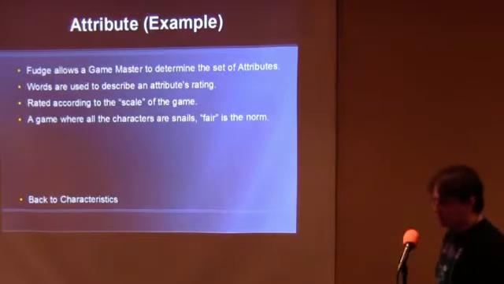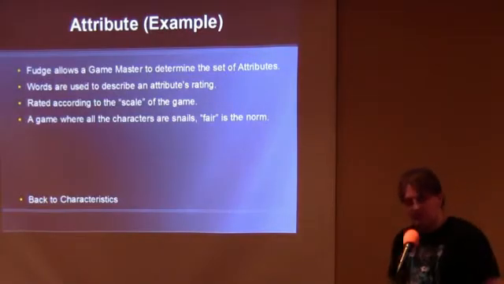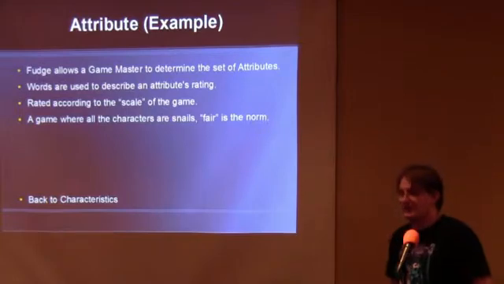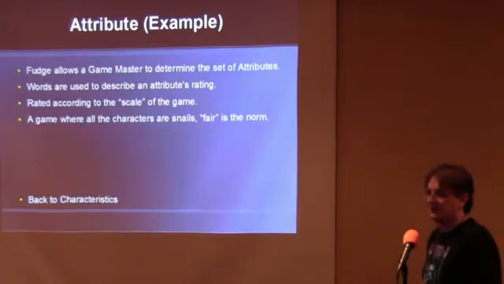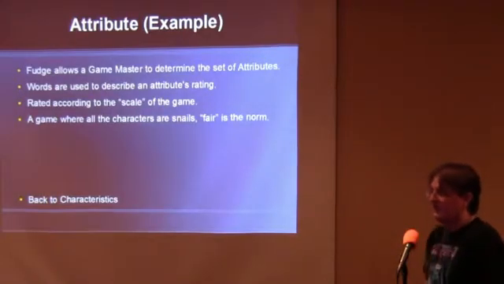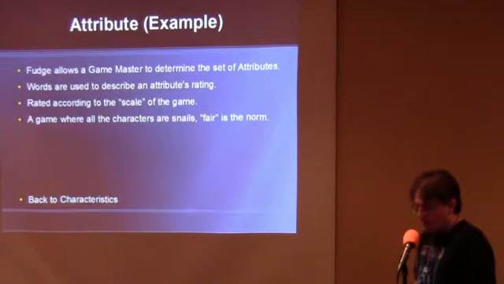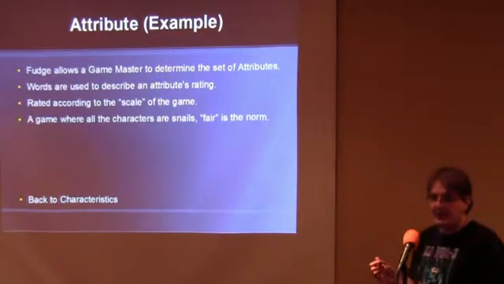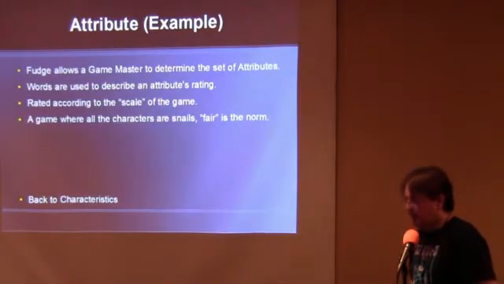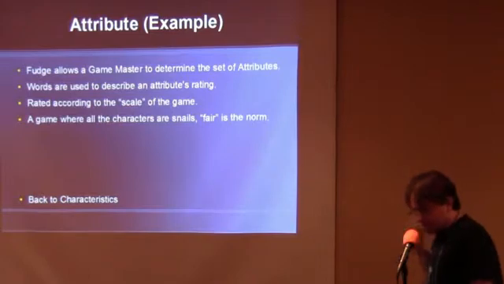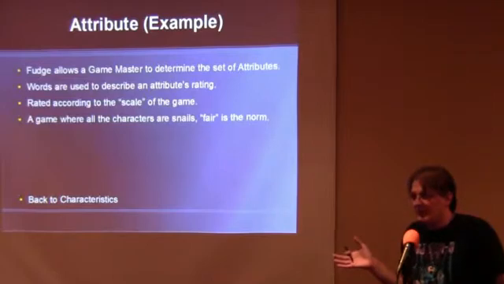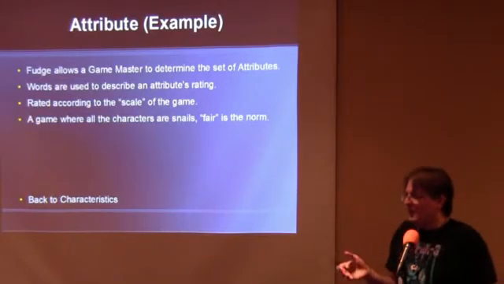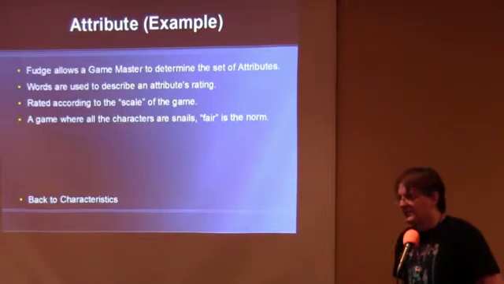Fudge allows the game master to determine a set of attributes. It's important to note that not all games use attributes that are pre-defined. Some games like Fudge use attributes that are designed by the game master before the game is played. Words are used to describe an attribute's rating in Fudge. It goes from fair, good, and great, and it's based upon the scale of the game. A game where the characters are snails, for example, all their speed is going to be fair because they're all snails. By comparison to us, they're slow, but if you compare snails, they're all fair.